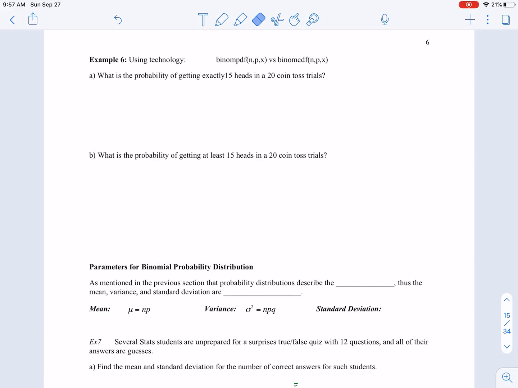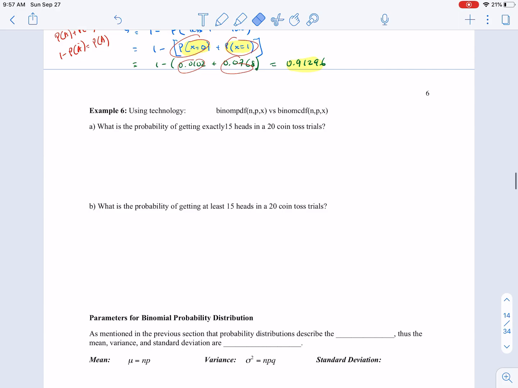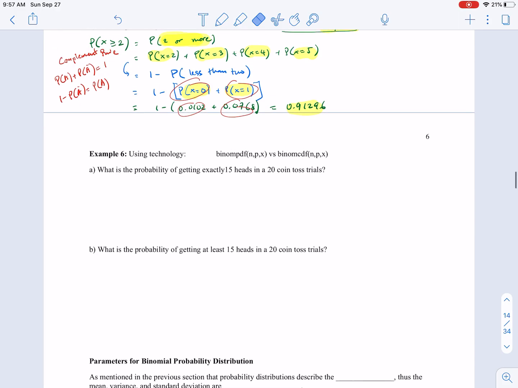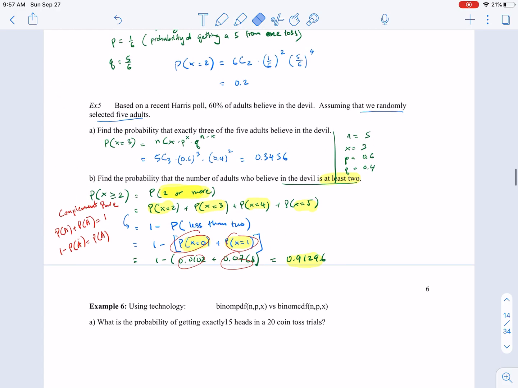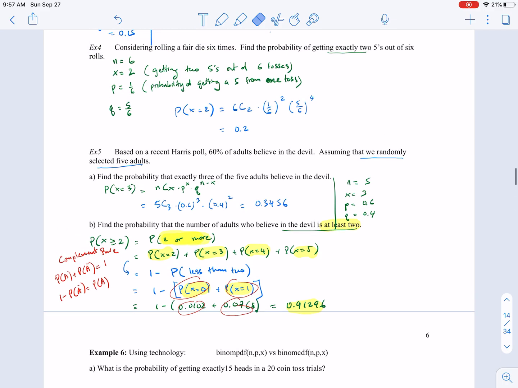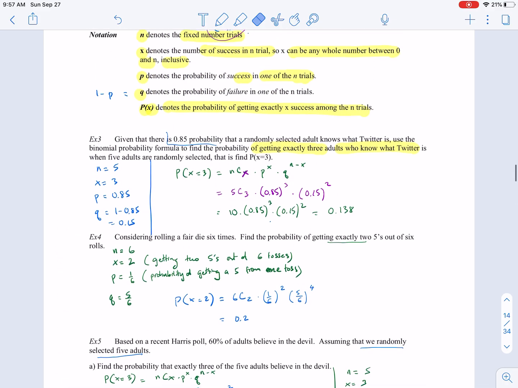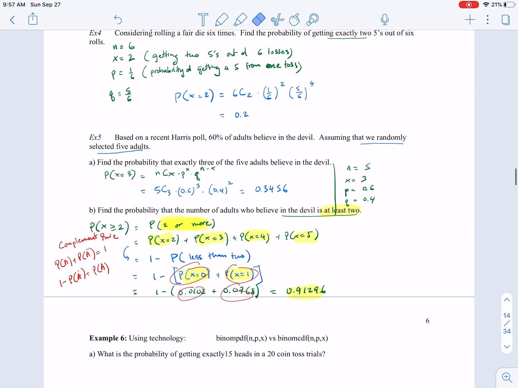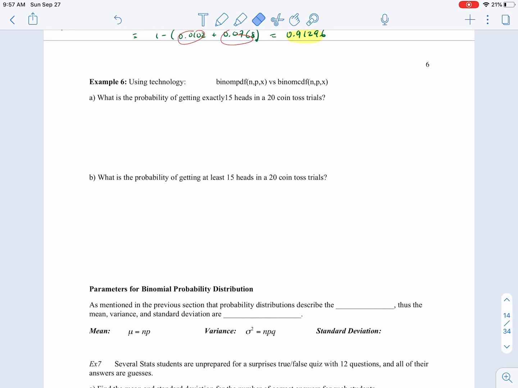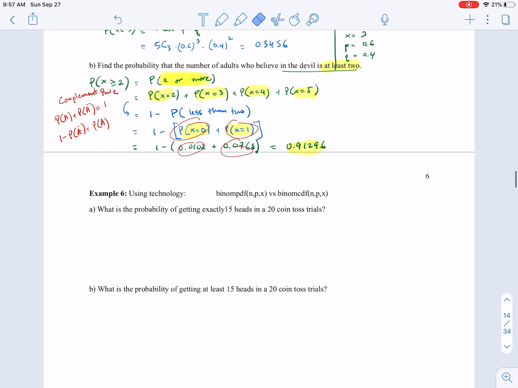Okay, welcome back, guys. This is probably the last video on 5.2 and 5.3 for this chapter. Last example, I think we worked on how to apply the binomial probability formula. And then in this example, we're going to use the technology part, how to get by using the binomial probability formula multiple times, like this one here.